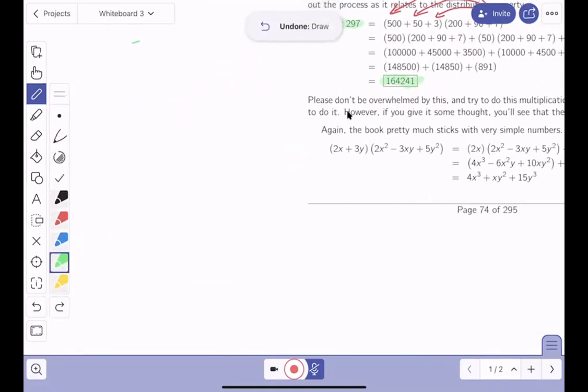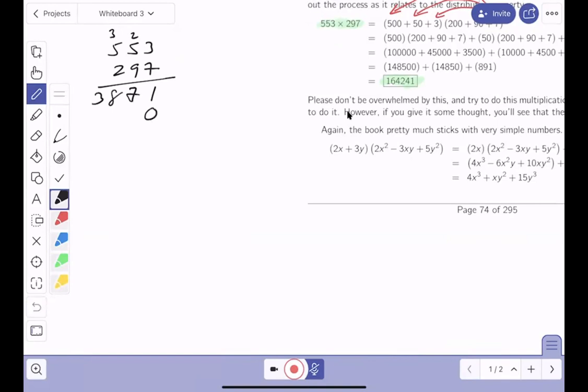I'm going to use black ink. 553, 297. Granted, it might look a little different, but 7 times 3 is 21. You'd carry the 2. 7 times 5 is 35. 35 plus 2 is 37. Whoops. 7 times 5 is 35, and 35 plus 3 is 38. Some teachers enforced a 0 there. You know what? I notice my penmanship is not too great. I'm going to just erase this and put the 7 down again.